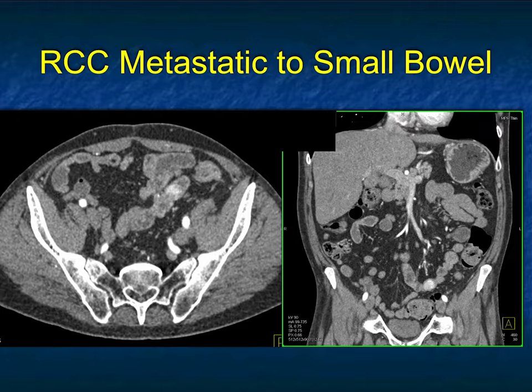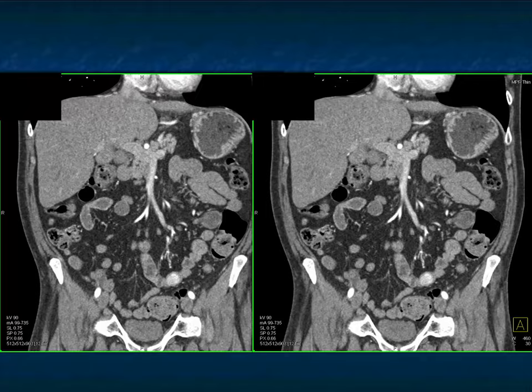What else could this be? Could be a carcinoid tumor, could be a GIST tumor. But again, in the presence of a history of renal cell carcinoma, a renal cell metastatic to bowel is going to be the most common. And as I mentioned, it is one of the causes of GI bleeding.